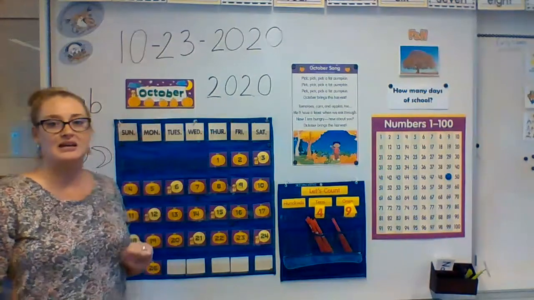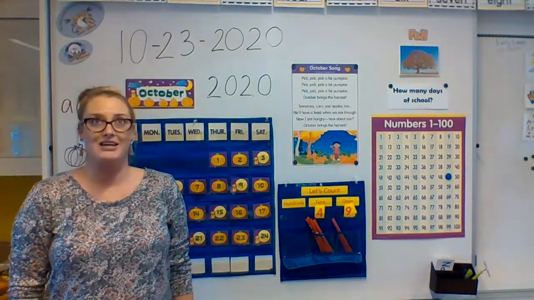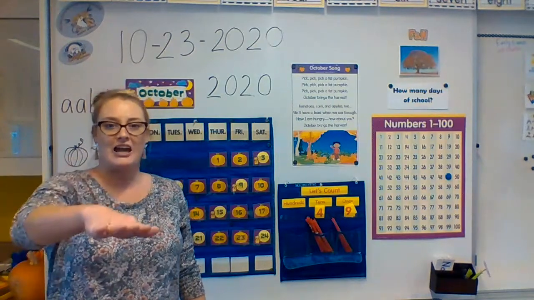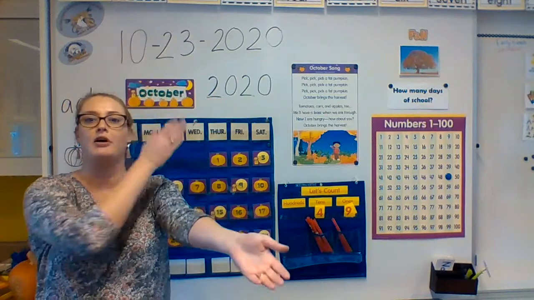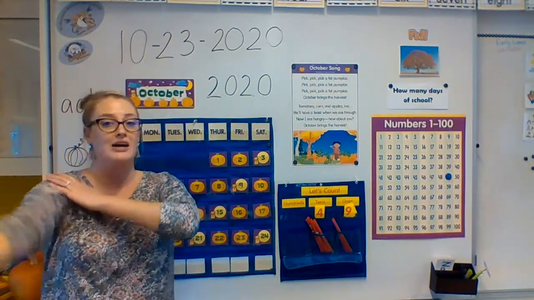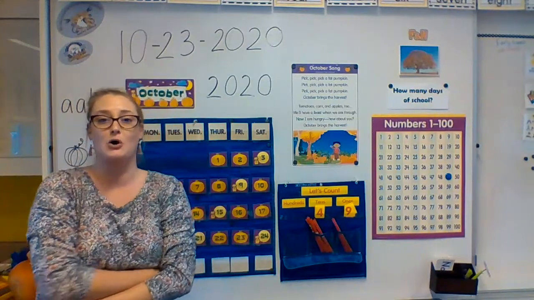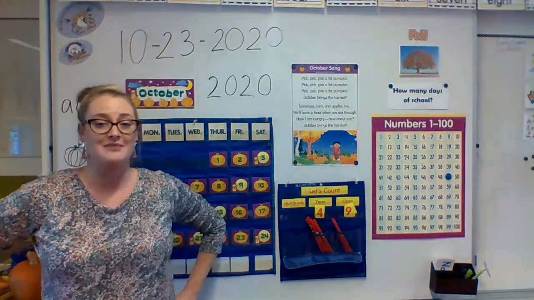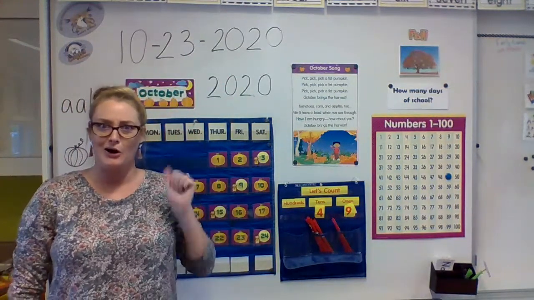And what month are we in? The month is October. Can you sing the months of the year with me? January, February, March, and April, May, June, July, and August, September, October, November, and December. These are the months of the year.